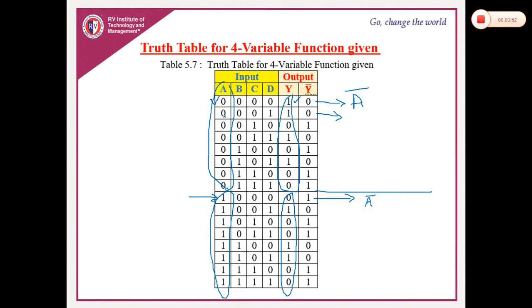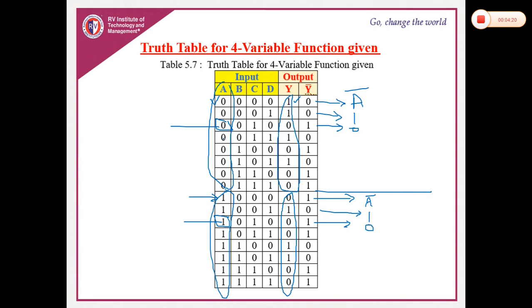Next thing, whenever A is 0, you are getting 1. But whenever A is 1, you are getting 1. Irrespective of the input, you are always getting 1 as the output. Next, whenever A is 0, you are getting 0. Whenever A is 1, still you are getting 0. Irrespective of the input, you are always getting 0.